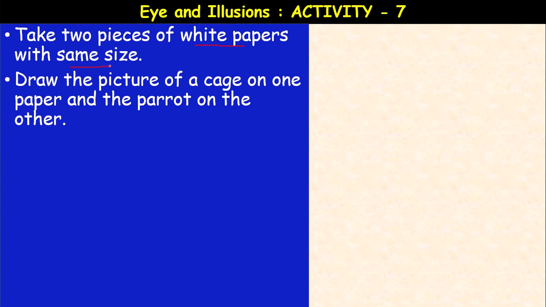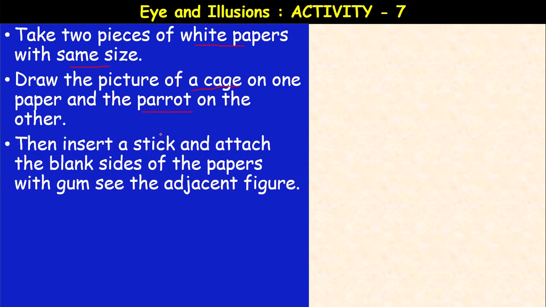Draw the picture of a cage on one paper and the parrot on the other paper. So, what you have to do? You have to draw the picture of a cage on one paper and the picture of a parrot on the other paper. Then insert a stick and attach the blank side of the paper with gum. With the help of gum, you stick the blank side of the paper to the stick. See the adjacent figure.